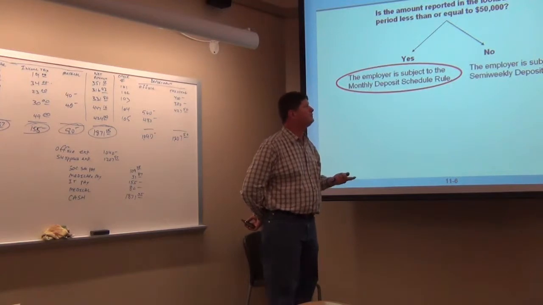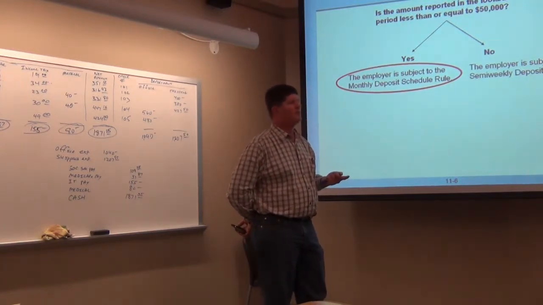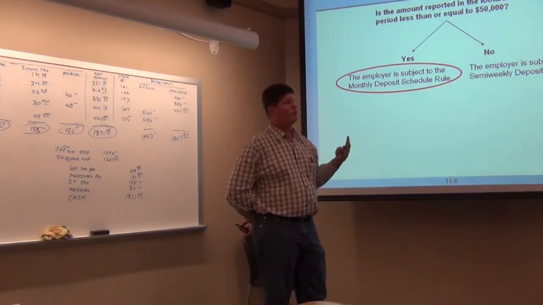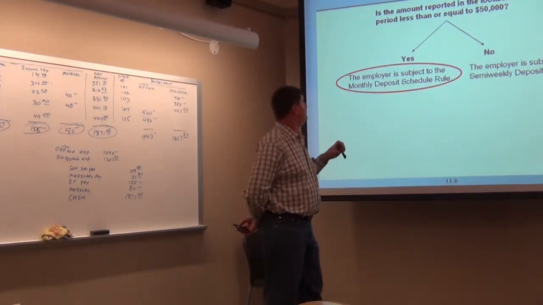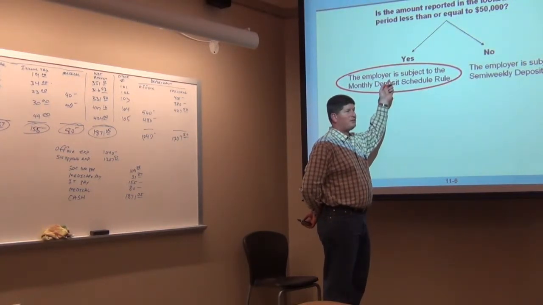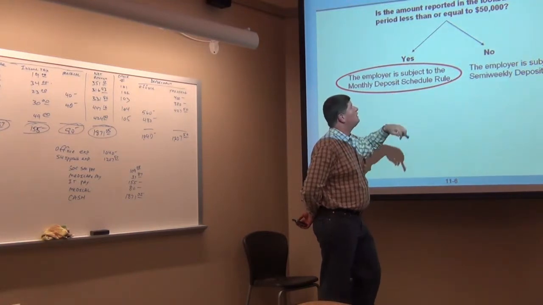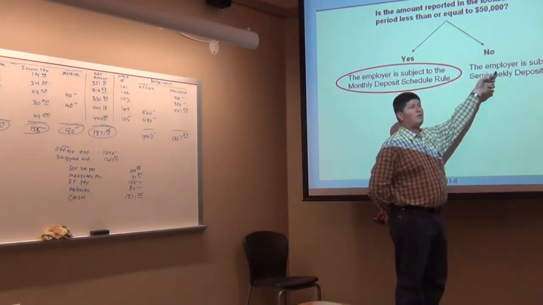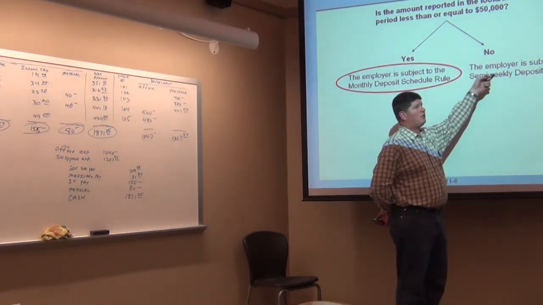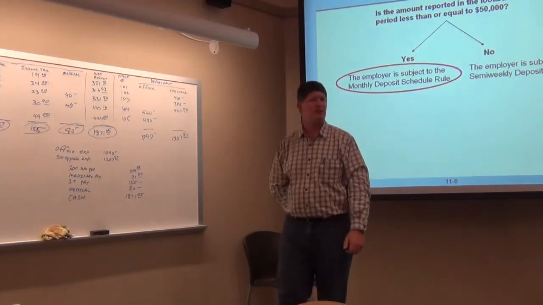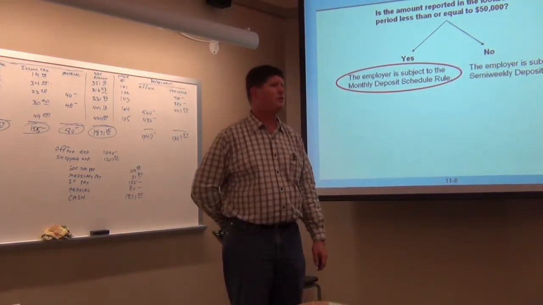That would be within 3 days. The semi-weekly is within 3 days. So there's 3 things, and I thought they were going to work us to the third one, but they're not. I apologize. If your look-back period's less than $50,000, you pay once a month. If your look-back period is more than $50,000, you go right to the semi-weekly, meaning you have to pay it 3 days after the payroll checks are written to the employees.